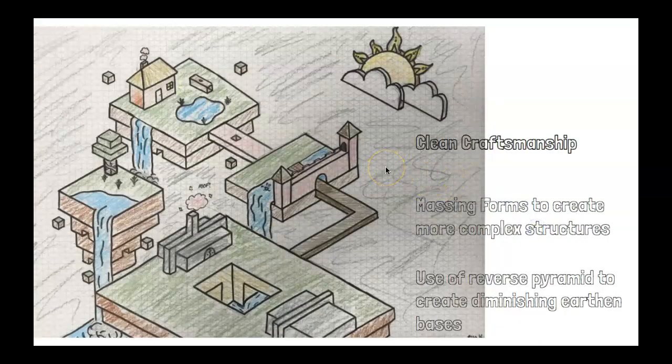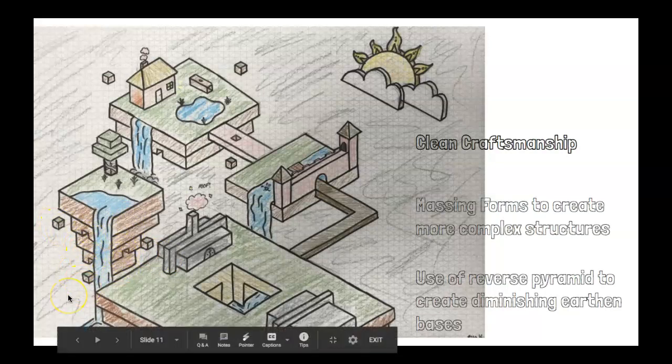This one too, really simple, but the craftsmanship is clean. Sharpie work is beautiful. And they went ahead and did an isometric view of the clouds and the sun even, just by drawing the shape here and then going diagonally back. What I love too is the massing of shapes. You can see that she added some taller ones with some shorter levels, adding complexity to the basic buildings by massing the different forms together, which is really cool. You can also reverse your pyramid structure if you want to have this diminishing earthen base where it looks like the ground's chiseling out like that.